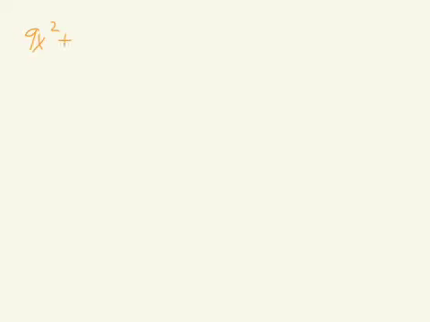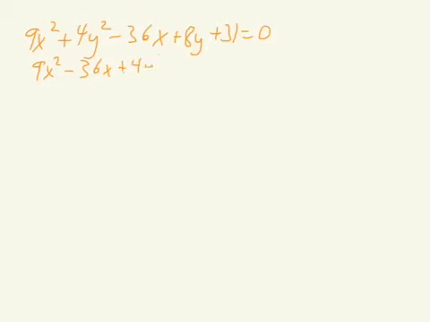9x squared plus 4y squared minus 36x plus 8y plus 31 equals 0. What we're going to do, as I said in class, is group our x terms and our y terms. So our x's go together and our y's go together. And the 31, I'm just going to throw on the other side.